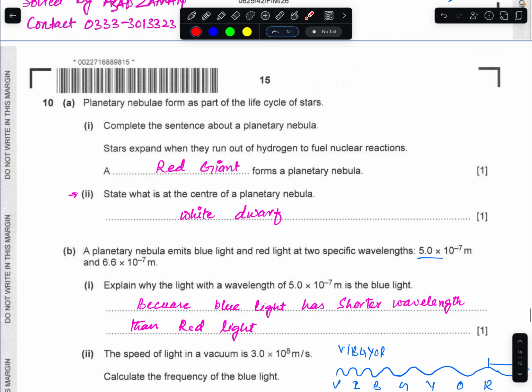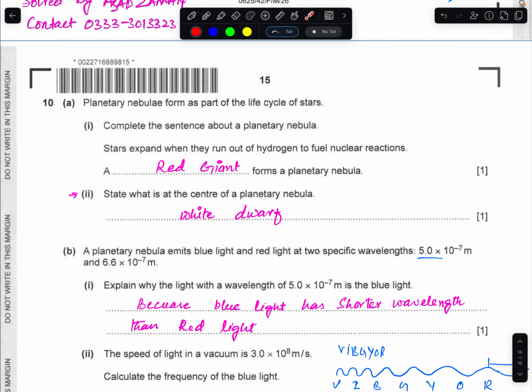Question number 10. Planetary nebula is a part of the life cycle of a star. Complete the sentence about the planetary nebula. Stars expand when they run out of hydrogen fuel for nuclear reaction. A red giant forms a planetary nebula. State what is at the center of the planetary nebula. It is a white dwarf.